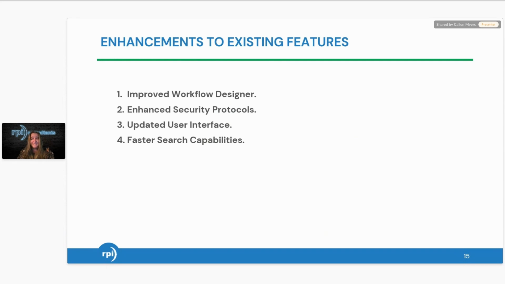There is an updated user interface, which is a cleaner, more modern interface for a better user experience, and faster search capabilities. You'll notice that in previous versions, sometimes searching for things like documents does take a while. Now with this enhanced search algorithm, you will have quicker document retrieval. These enhancements ensure that OnBase continues to meet your evolving needs.